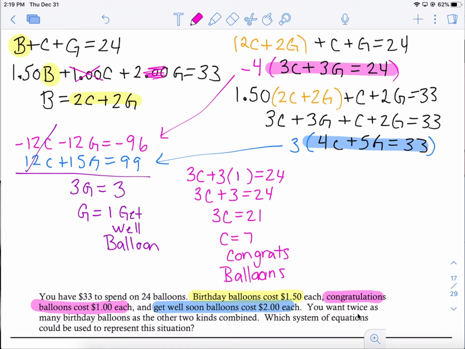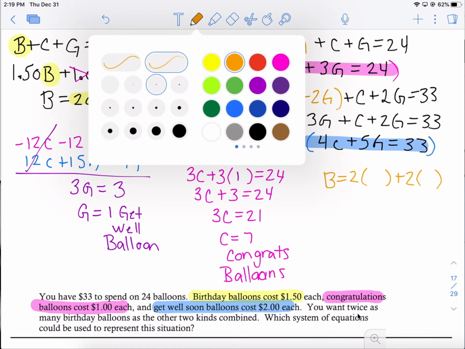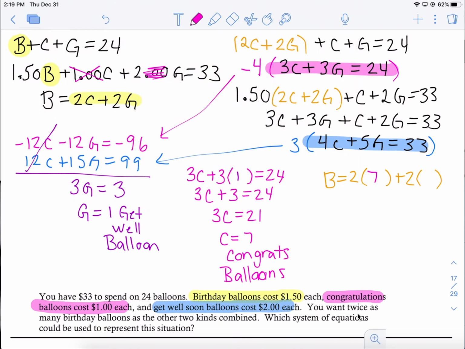Okay. All right, now that we have purple and pink, we can go back to one of the original equations. My suggestion would go back to the yellow one where we started with. Okay, I think that one's probably the easiest to get from. Okay, so we're trying to solve for B. I know that my B is 2 times the C number plus 2 times the G number. So in this case, my C number was 7. My G number was 1.